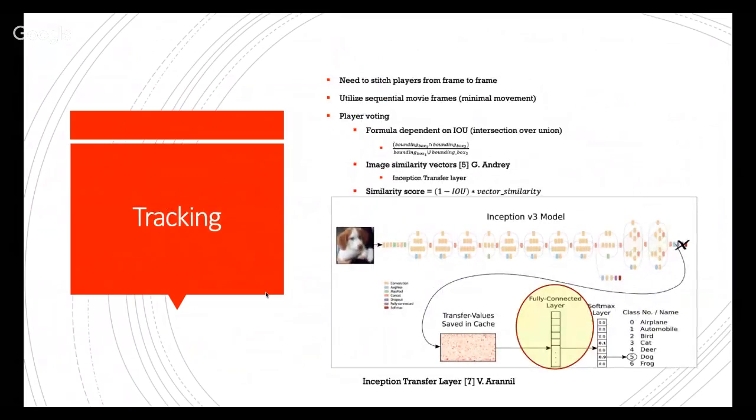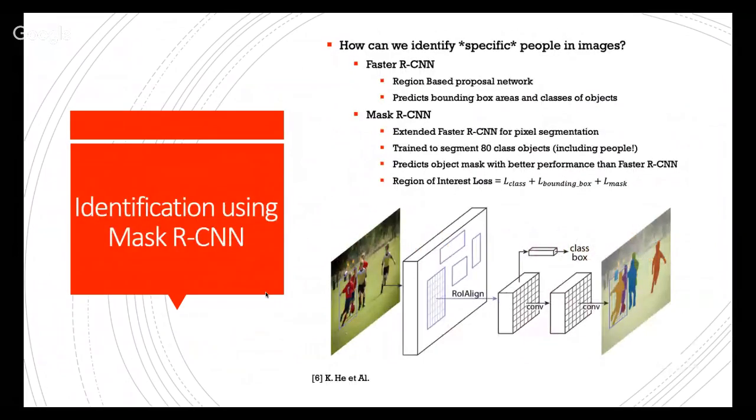So now for tracking, we need to stick to using Mask RCNN. We identify people in every frame from a video, but we don't know which person corresponds from frame to frame.